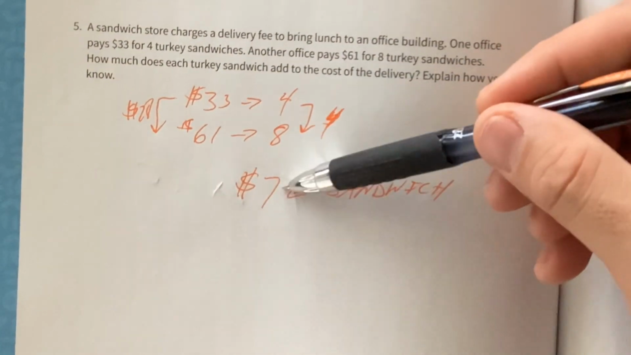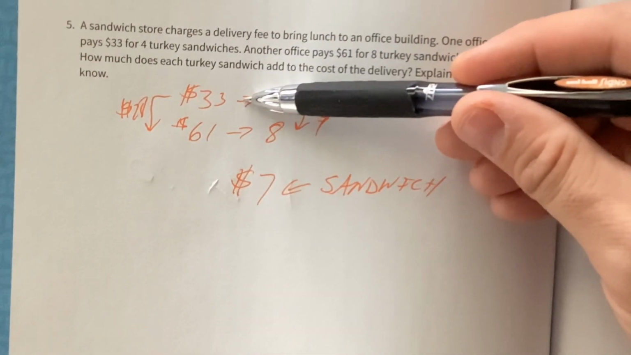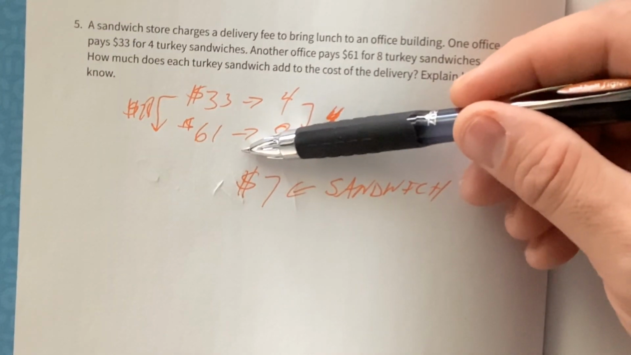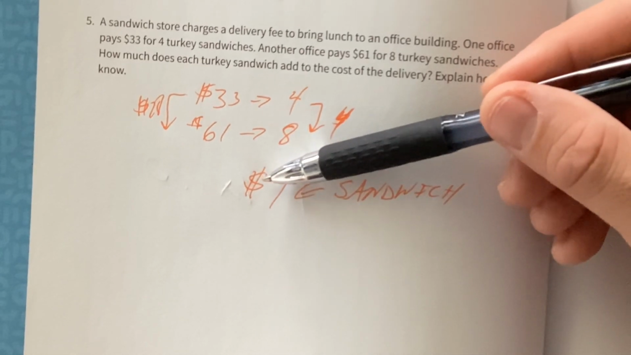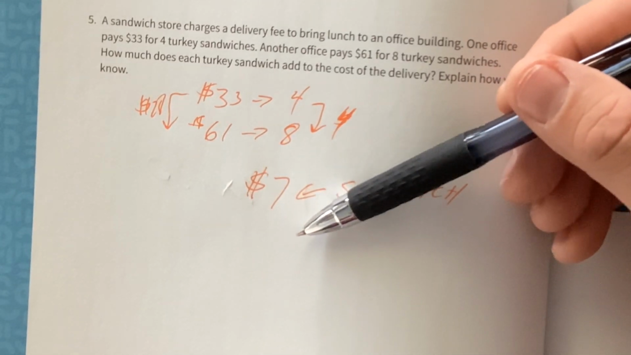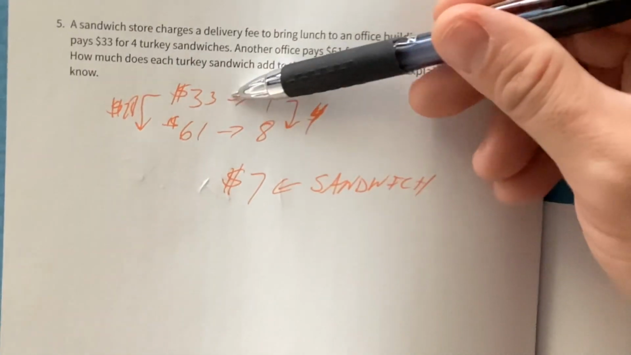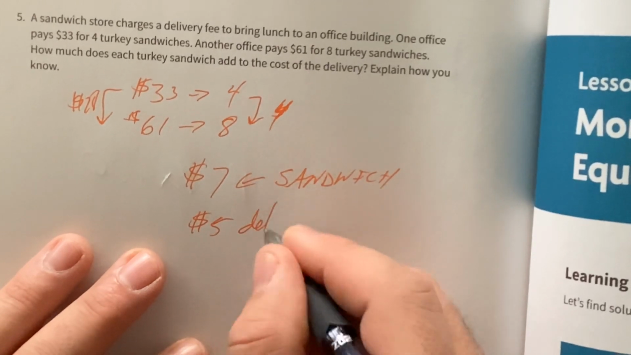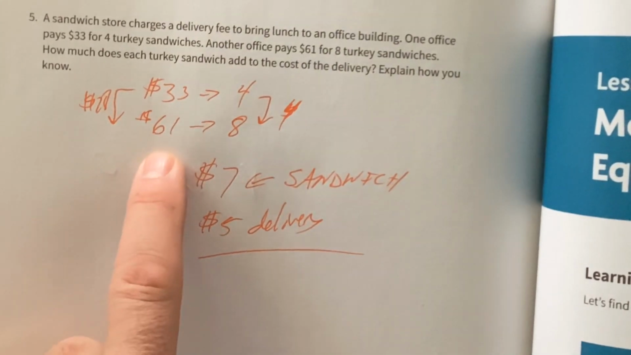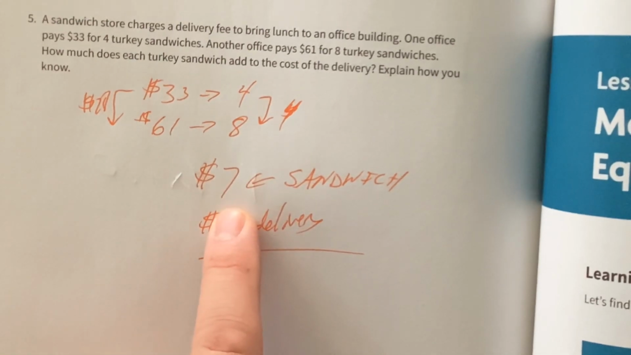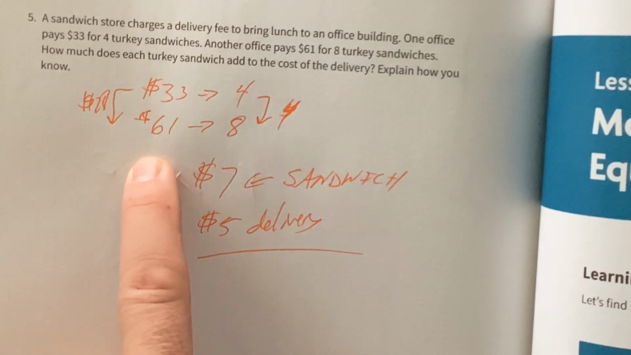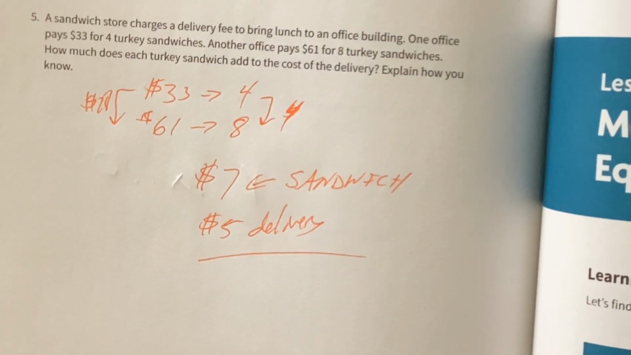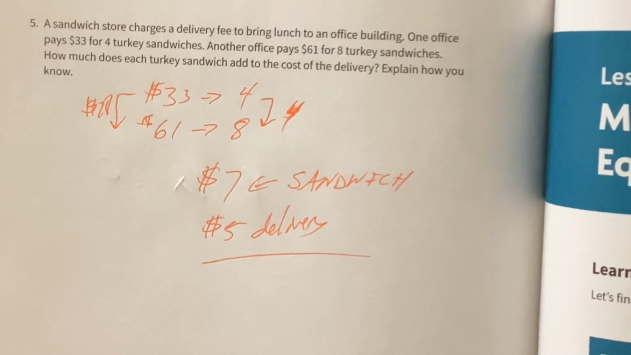Now, 4 times 7 is not 33. 8 times 7 is not 61 because they're charging you a delivery fee. How much is the delivery fee? 4 times 7 is 28. How do I get to 33? $5 delivery fee. Make sure it works for this one. 8 sandwiches at $7, 56 plus $5 delivery fee. It's got to work for both. Okay, so the delivery fee is $5. Sandwiches are $7.